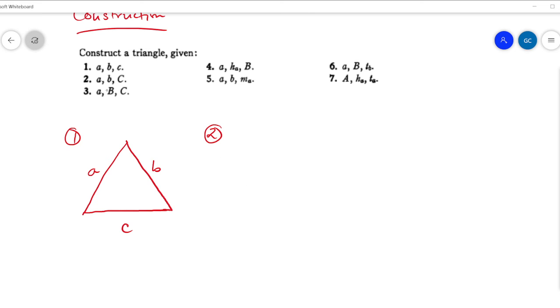So if we are to construct a triangle with side A, side B, and vertex C, same again. We just need to construct a triangle. Okay. So again, we have here side A, side B, and a vertex C. For number 3, if we are to construct a triangle given a side, a vertex B, and a vertex C, same. Construct a triangle.